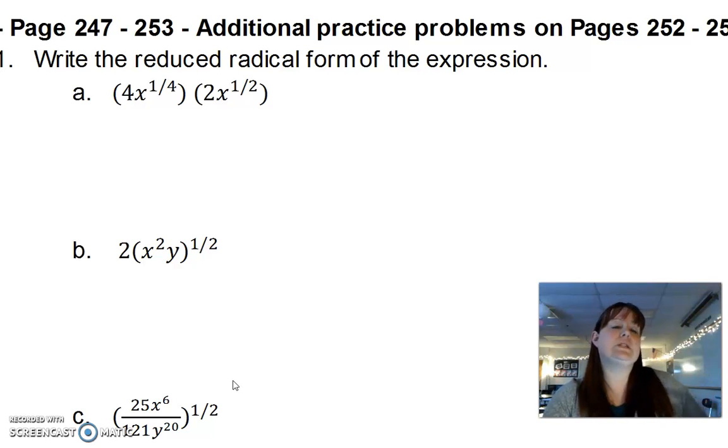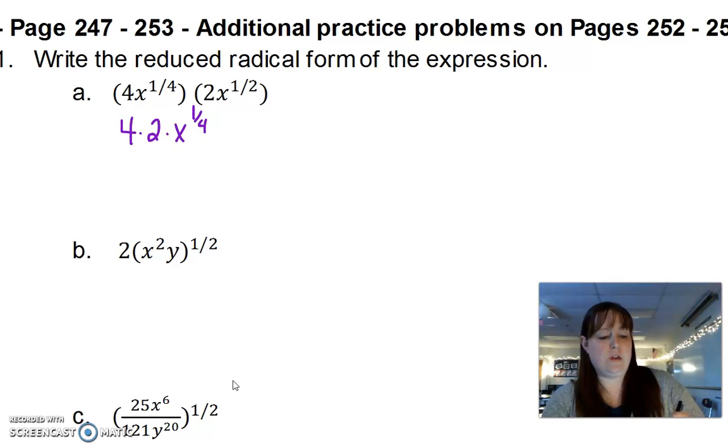Because 2 times 3 is the same as 3 times 2, so it doesn't matter what order I multiply in as long as I multiply them all, right? So I can move these around, so it's 4 times 2 times x to the 1/4 times x to the 1/2. 4 times 2 is 8. Now x to the 1/4 times x to the 1/2.